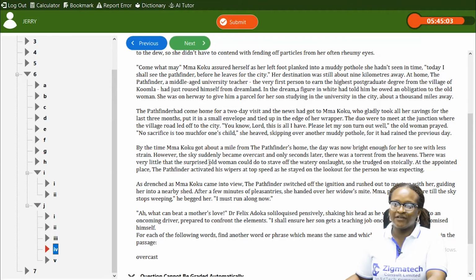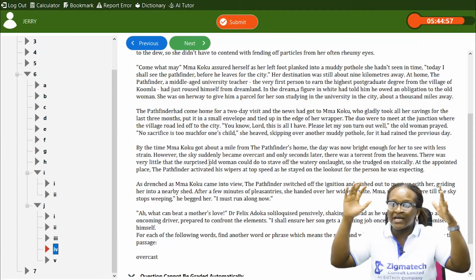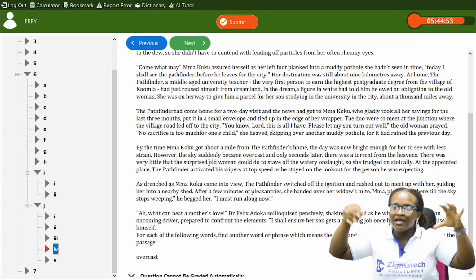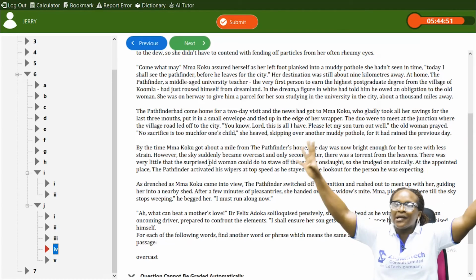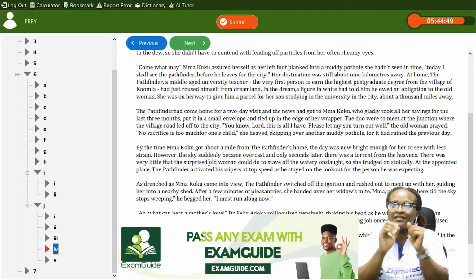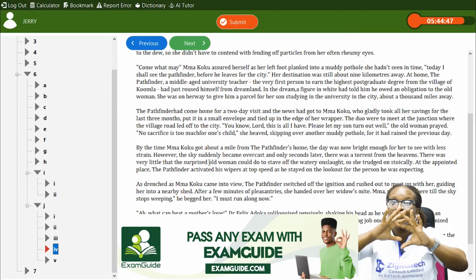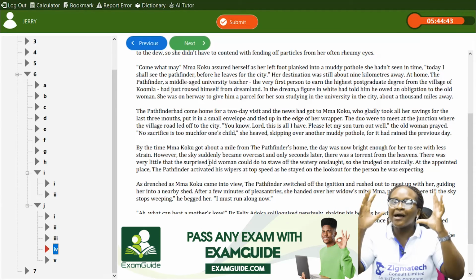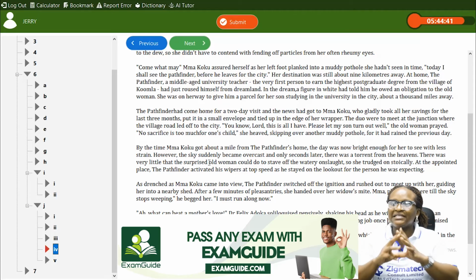All right, I've seen it. So it says, however, that's the second line. However, the sky suddenly became overcast. Overcast, the cloud, the sky suddenly, so it became cloudy. That's the word. So the sky suddenly became cloudy. All right? Cloudy, clouded.